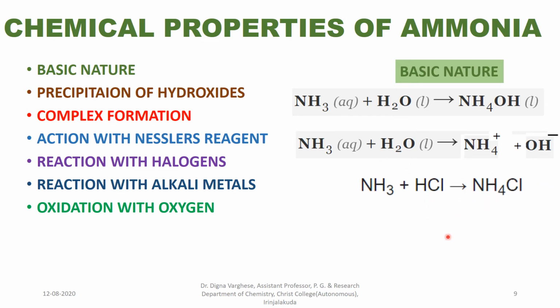Ammonia reacts with hydrochloric acid to form ammonium chloride, and it reacts with sulfuric acid to give ammonium sulfate. Ammonia reacts with acids to give corresponding salts.